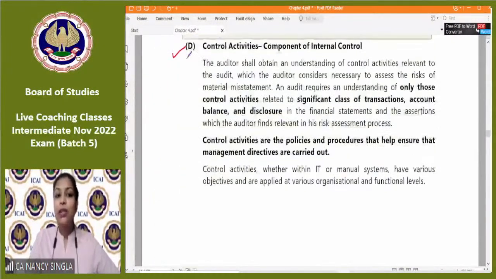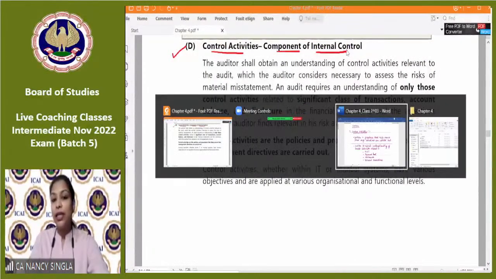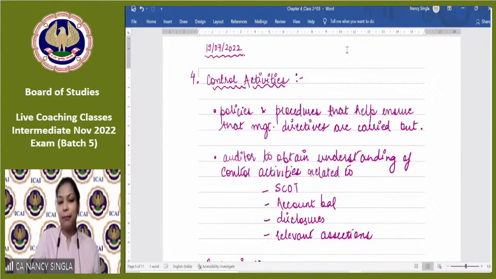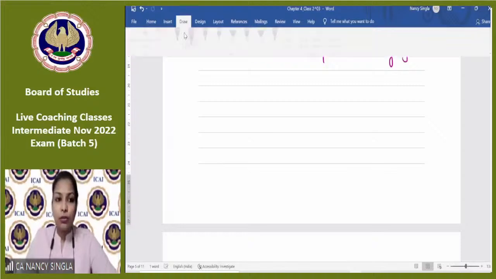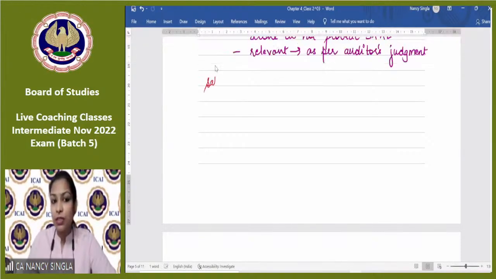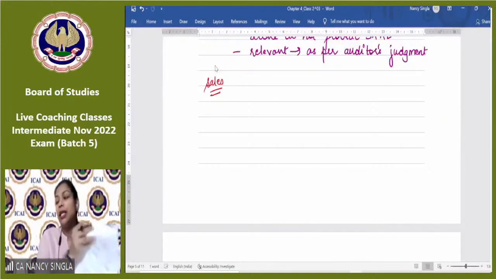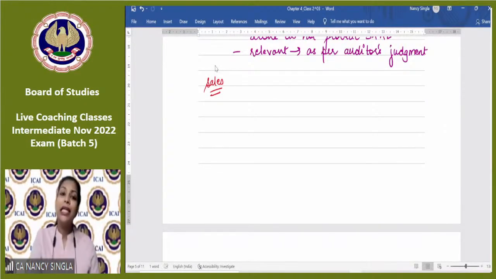So now, starting with the fourth component, which is control activity, one of the components of internal control. Let us try to understand this component with the help of an example. Let us say that with respect to sales, the company, the client management, they have implemented certain internal controls. First of all, let's say the company has a system whereby the sales order will come, which will be approved.